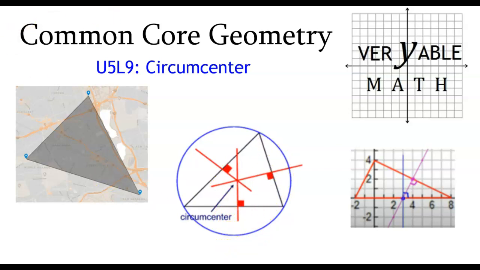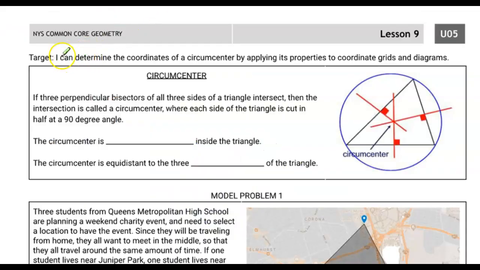Let's take a look at the learning target. The learning target says we're going to be able to determine the coordinates of a circumcenter, like the x and the y, by applying its properties to coordinate grids and diagrams. So we're going to be looking at the coordinate grids, like the xy grid, and also diagrams, like the diagram that you see underneath here with no coordinates attached to it.